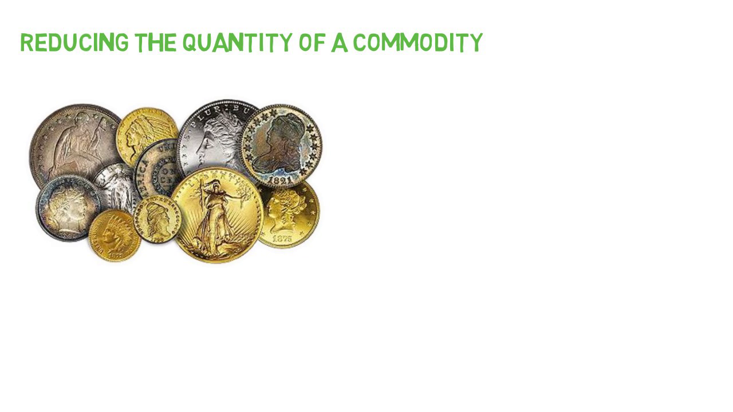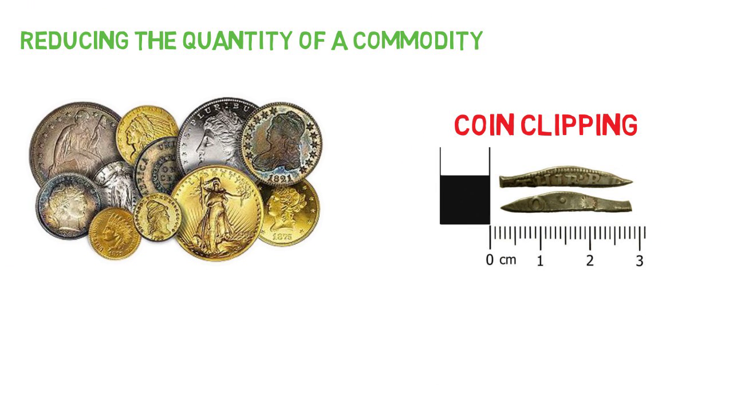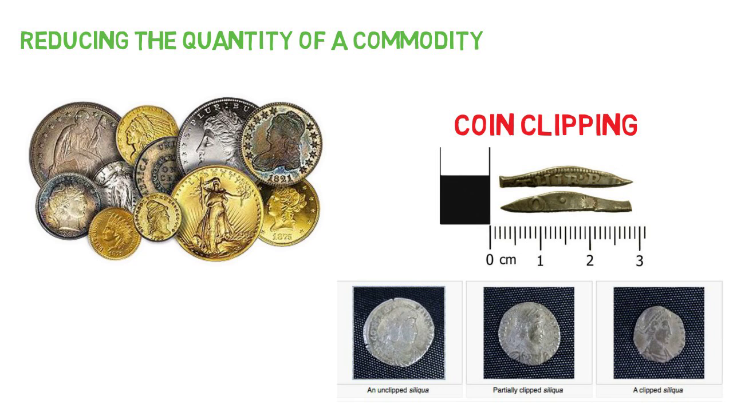Number 1, reducing the quantity of a commodity. For commodity money such as gold and silver, debasing occurred by reducing the quantity of gold or silver in the coin. Coin clipping was one of the ways the Roman emperors would debase the nation's money. This was done by trimming some of the precious metal off the edges of the coin for resale somewhere else, while leaving the face value of the coinage unchanged.